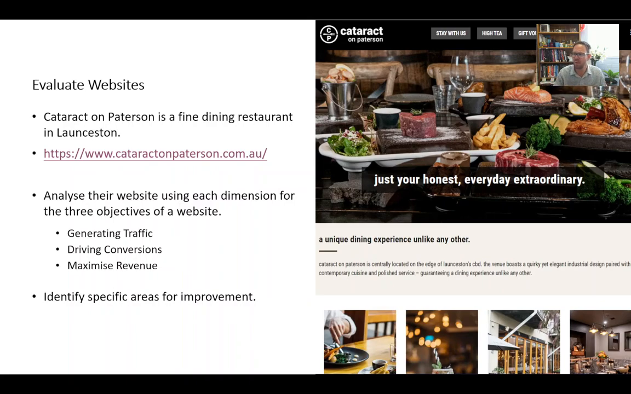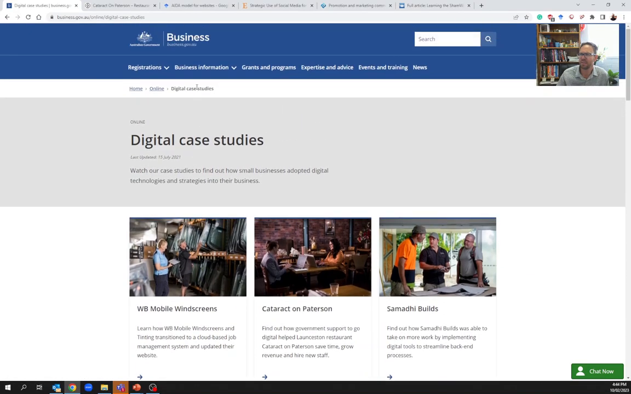Right. So when we evaluate websites, I want you to think about the AIDA model, right? Attention, interest, desire, action. So I've got an example here of Cataract on Patterson. Now, I'm just going to bring up my thing here. This is the Australian Government business.gov.au website, which is really good.